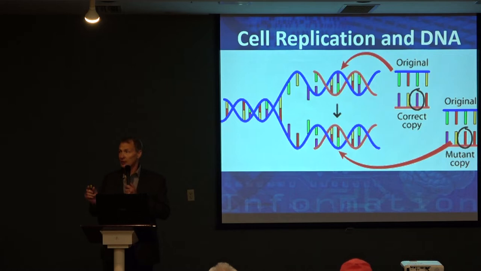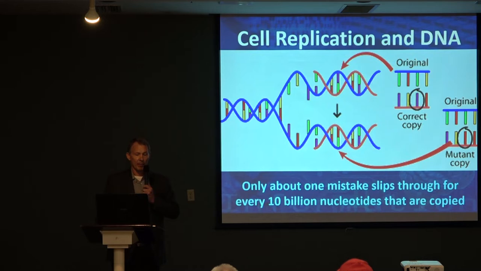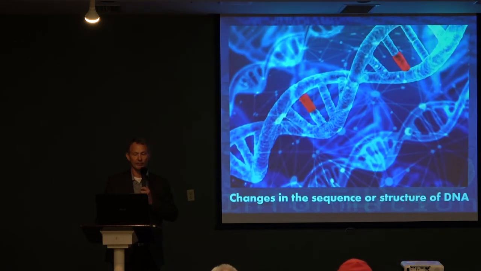So most of the time, there are no mistakes in the DNA, but every now and then, a mistake creeps in. It's very rare. Only about one mistake slips through every 10 billion nucleotides that are copied. So very rare, but it does happen.